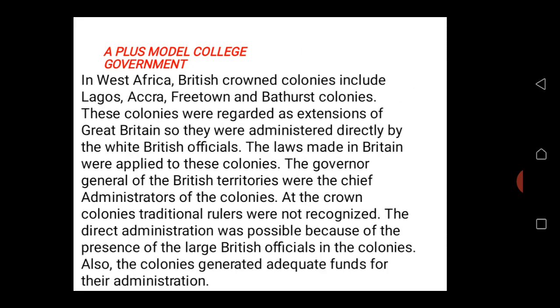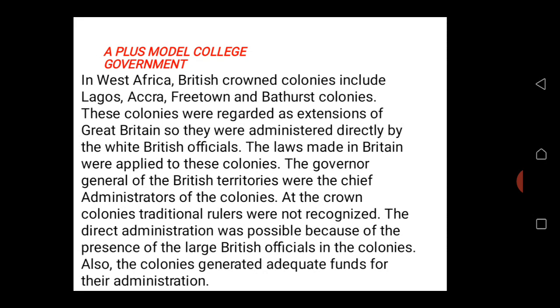In West Africa, British crown colonies include Lagos, Accra, Freetown, and Bathurst. These colonies were regarded as extensions of Great Britain, so that they were administered directly by the white British. The laws made in Britain were applied to these colonies. The Governor General of the British territory was the chief administrator of the colonies. At the crown colonies, the traditional rulers were not recognized. The direct administration was possible because of the presence of large numbers of British officials in the colonies. Also, the colonies generated adequate funds for their administration.